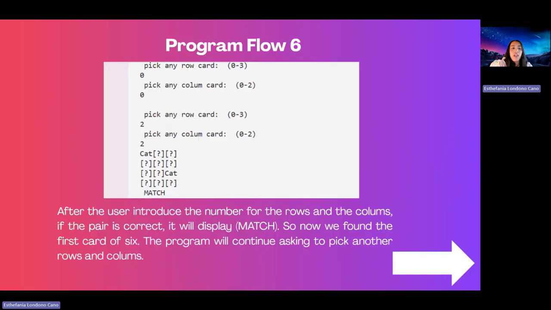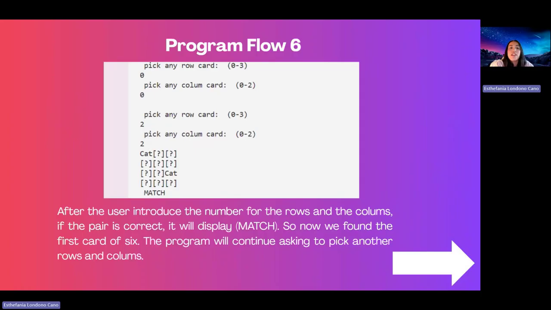In this part of our program, the player starts introducing numbers, only from 0 to 3 if you're going to pick rows, and only from 0 to 2 if you're going to pick columns. For the first card, the user introduces 0 for the row and 0 for the column, and for the second card, the user introduces row and column number 2. So let's see. Our row starts from 0, that means it's good. The column is also 0, so that means cat. We can find our first card with the name cat.